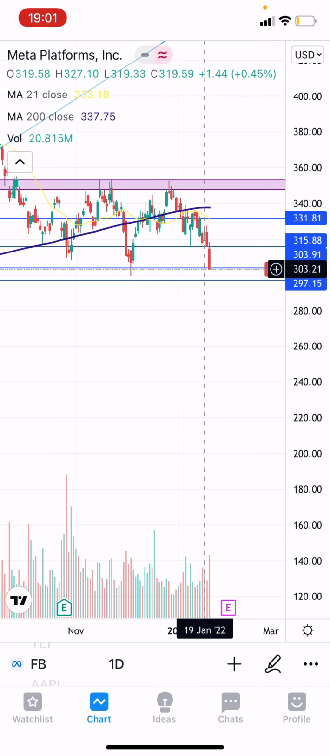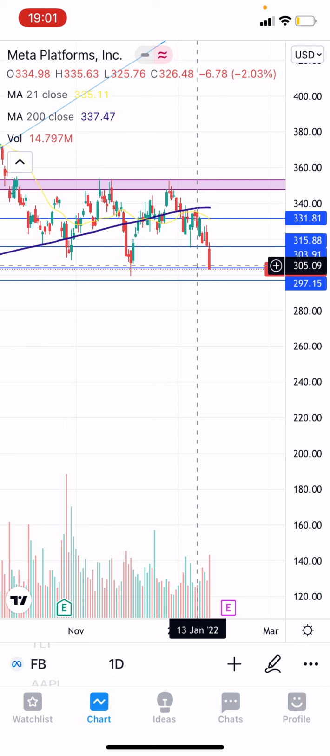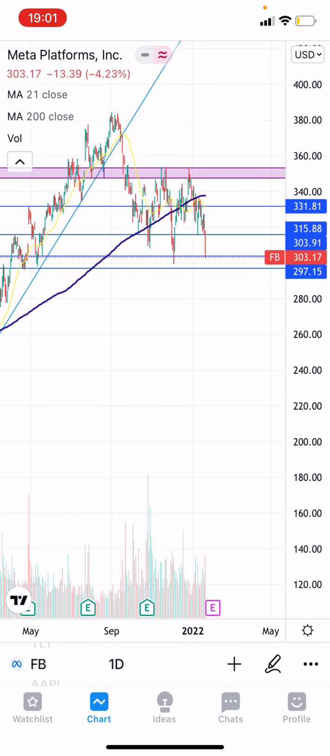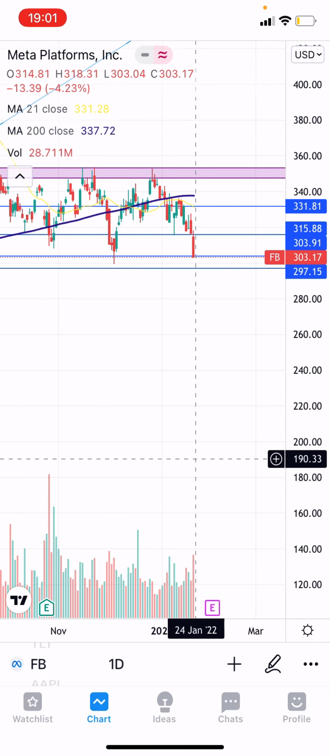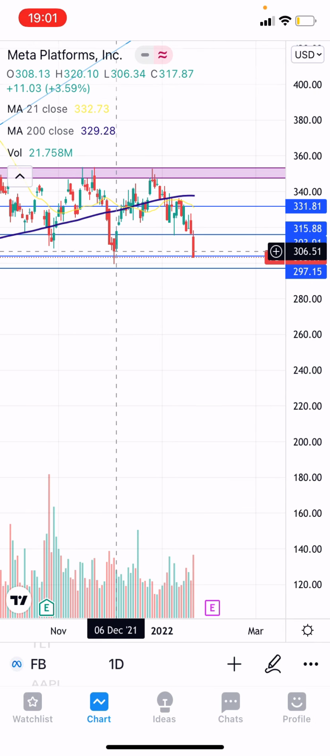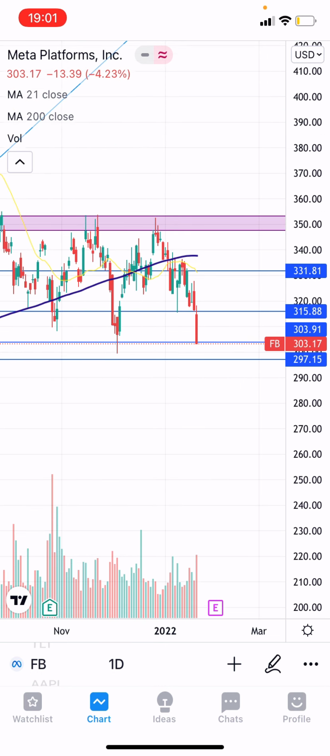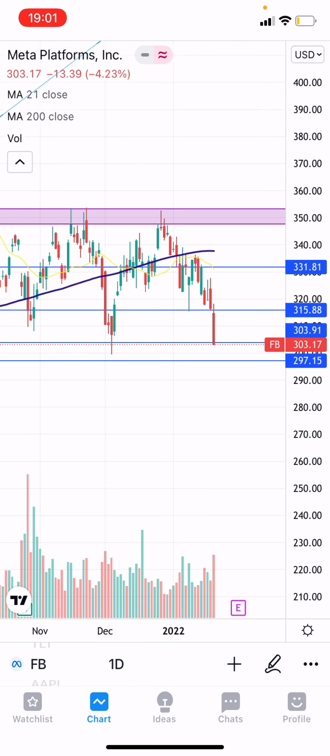So this is the second time that we've been at this level. You can take a long here, but again, this is the second time we're testing it in the last few weeks, so it's less likely to hold than this one. So always keep that in mind as well. I think that sums up everything pretty well.